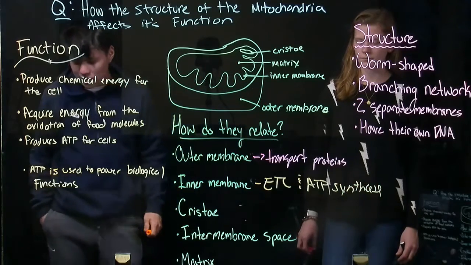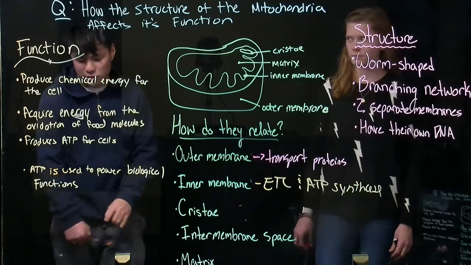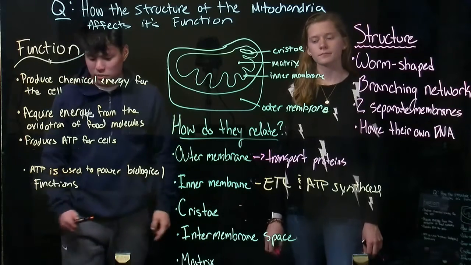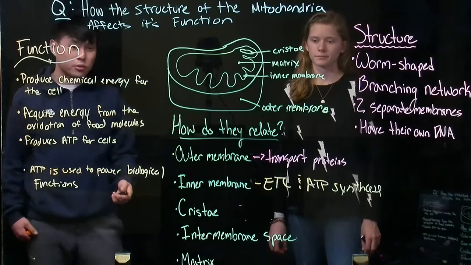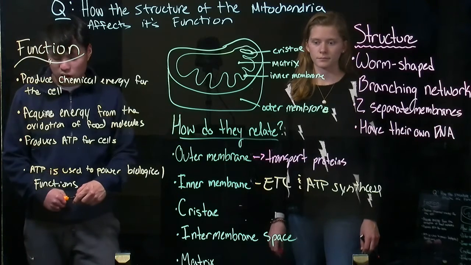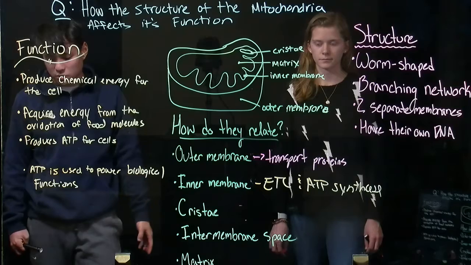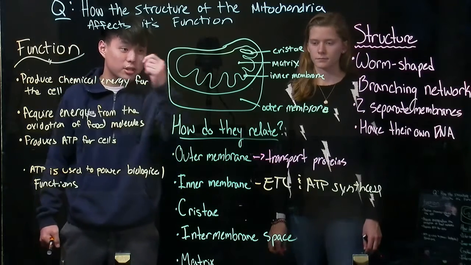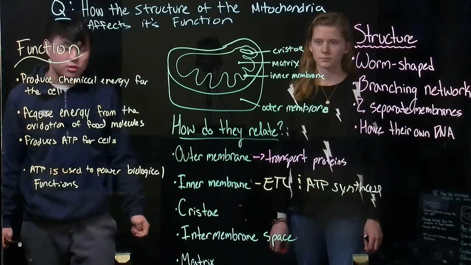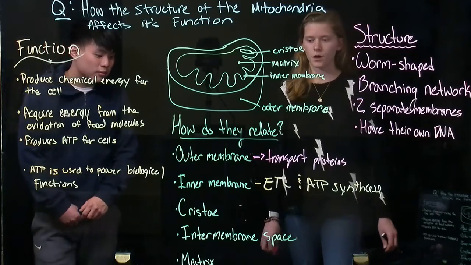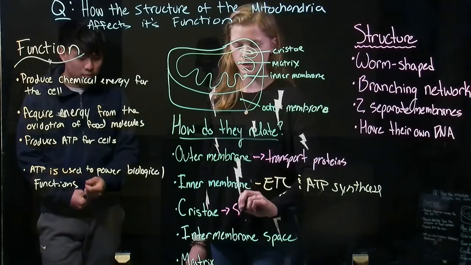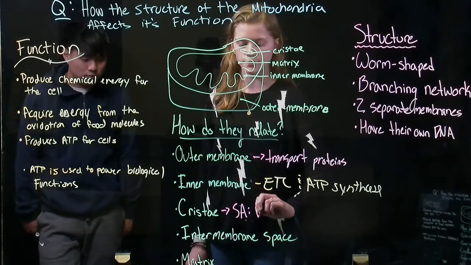So basically the ETC is a series of electron transporters embedded in the inner membrane over here, and its main function is to shuttle electrons from NADH and FADH to molecular oxygen. In this process, protons are pumped from the mitochondrial matrix, so the inside, to the membrane space, and oxygen is reduced to water.